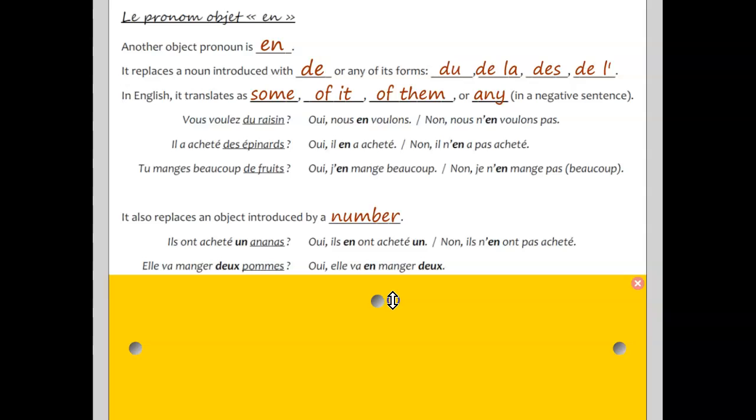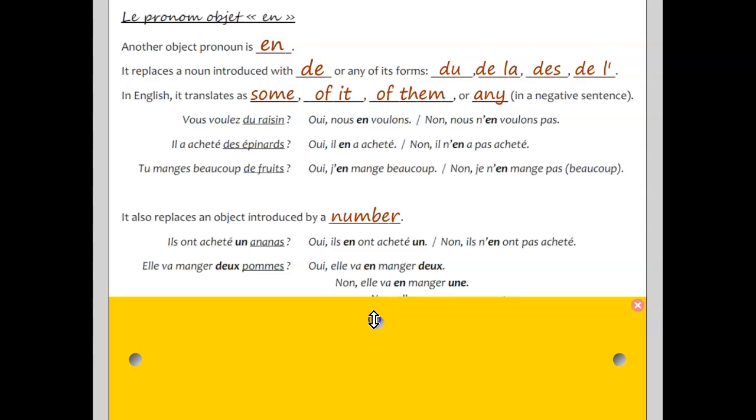Elle va manger 2 pommes. Is she going to eat 2 apples? So notice that we're not actually replacing the number necessarily. We're just replacing the word that comes after it. And we have a couple different ways that we could answer this question. So is she going to eat 2 apples? Oui, elle va en manger 2 would mean yes, she is going to eat 2 of them, meaning of like all of the apples.